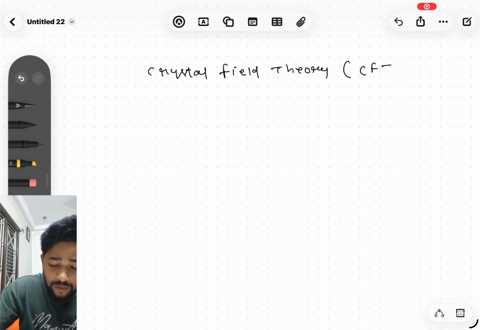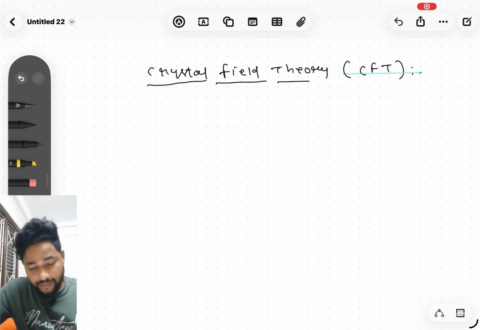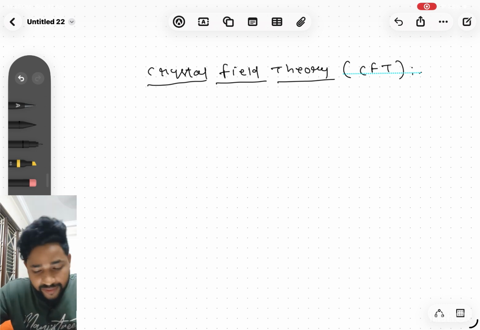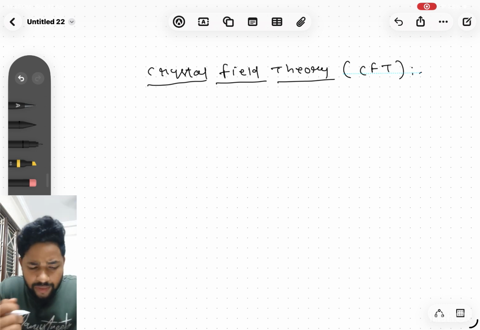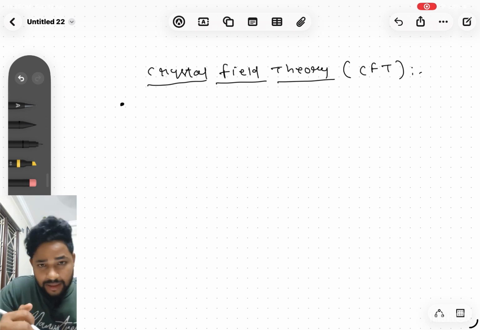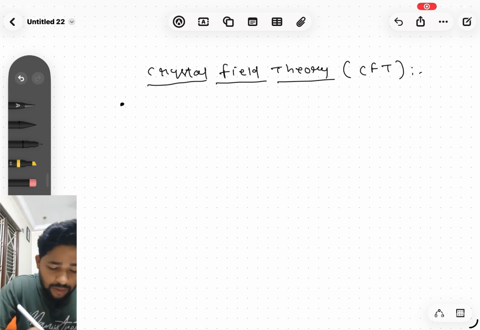CFT. Okay. So after VBT, actually VBT has some limitations, so this crystal field theory came. So directly we are going to discuss crystal field theory. We are not talking here about the limitations of VBT and all these things. Okay. So in this crystal field theory, this theory considers all that ligand and that metal.